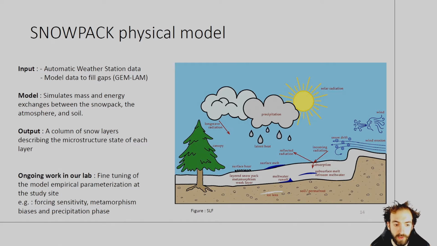There is also ongoing work in our lab focusing on fine-tuning the empirical model parametrization for our study site, focusing, for instance, on metamorphism biases and precipitation phase temperature.